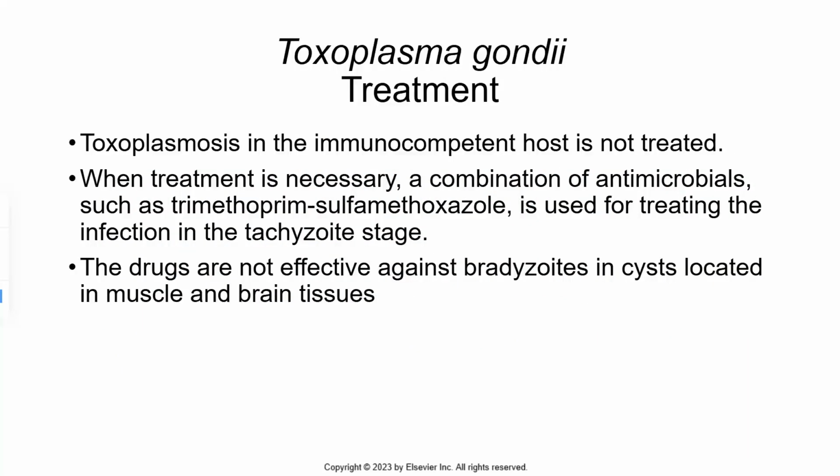Toxoplasmosis in someone with a fully functioning immune system is typically not treated, but there are some drugs available for people who are immunocompromised. The drugs are not effective against bradyzoites in cysts located in the muscle and brain tissue. So it's not going to kill the organisms in the cysts. It's only going to kill the migrating organisms.